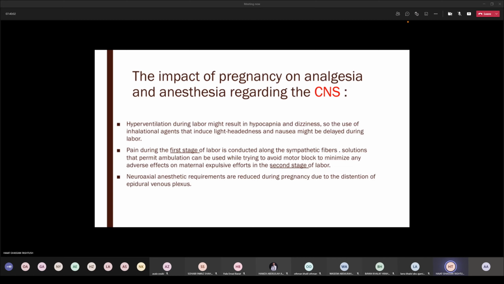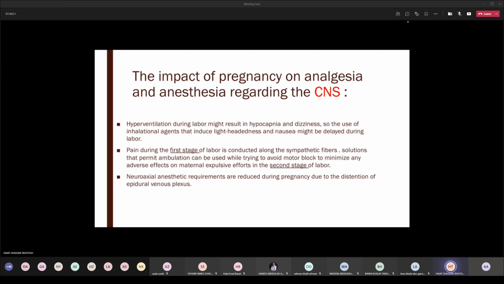Pregnancy alters the anatomy and the response to pain and pharmacotherapy. So بسبب هذا الشيء بصير في عنا hyperventilation during labor might result in hypocapnia and dizziness. So the use of inhalation agents that induce lightheadedness and nausea might be delayed during labor.